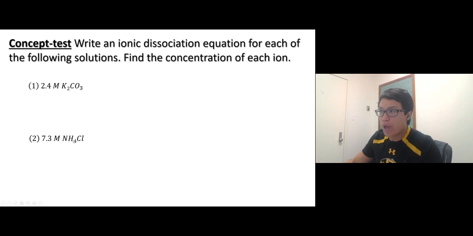All right. So first off, I'll do the first one for you. You do the second one. Write an ionic dissociation equation for each of the following and find the concentration. We have 2.4 molar potassium carbonate. So start with writing the ionic dissociation equation.